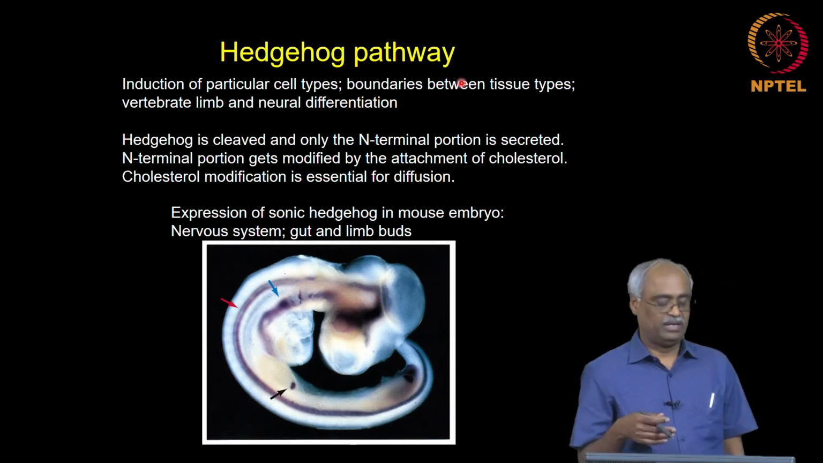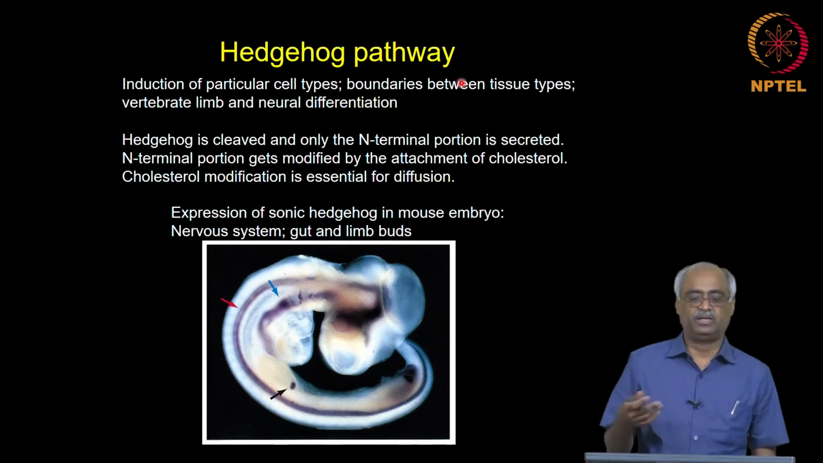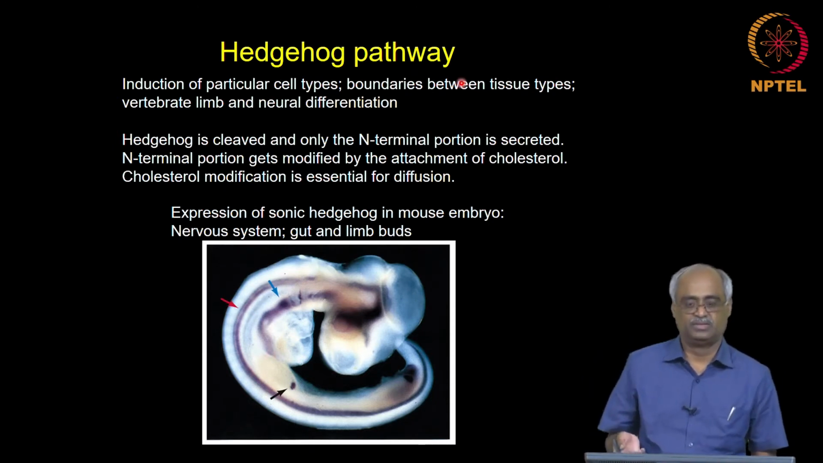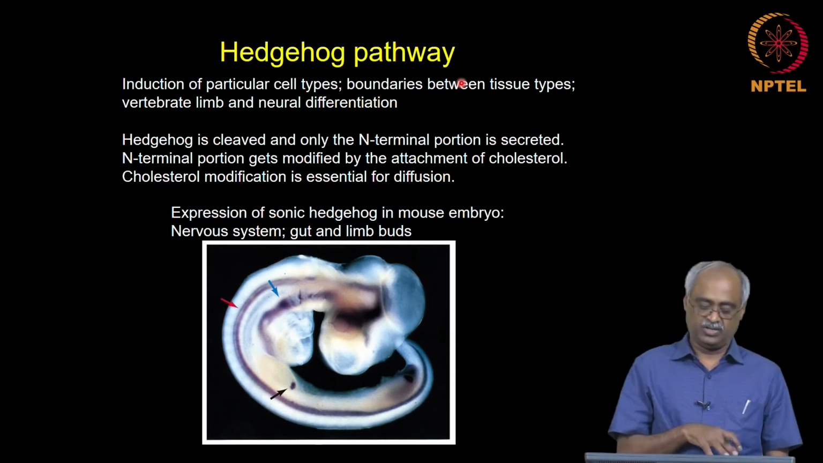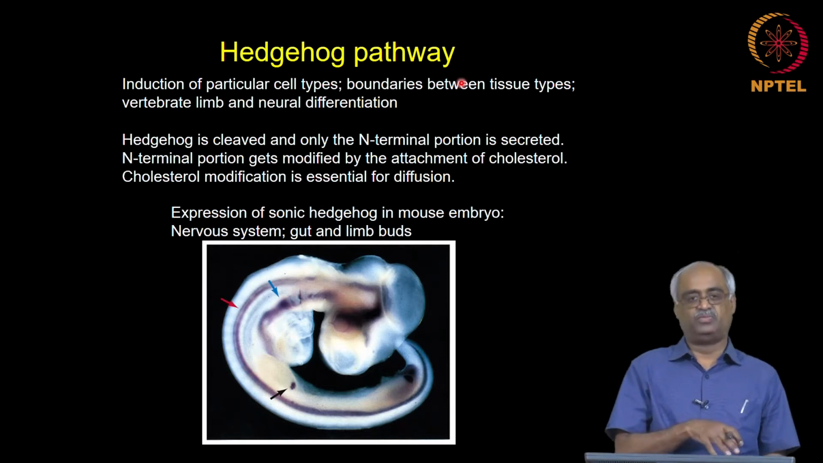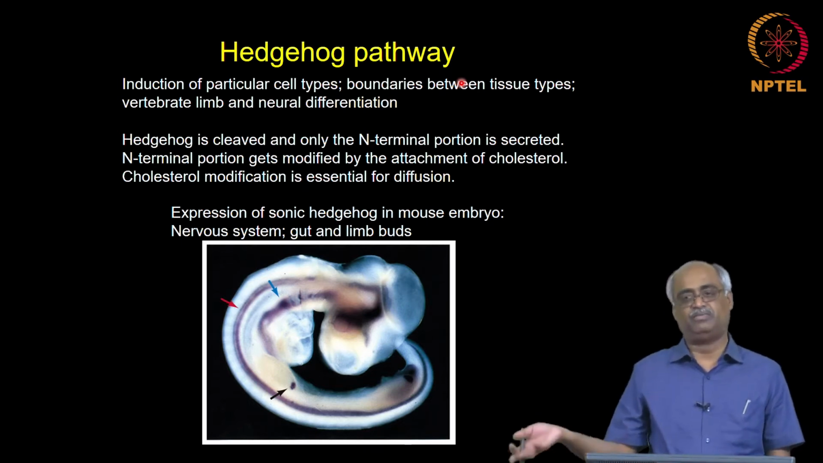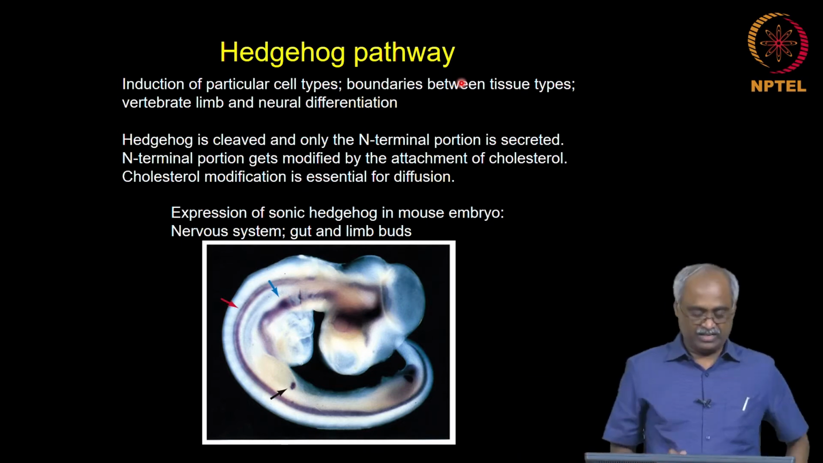It is required for limb development and neural differentiation as well. It is involved in somite differentiation, to make the cartilage out of the ventral part of the somites, while the dorsal part will be by the next signaling, Wnt. So, let us look at how this pathway works.